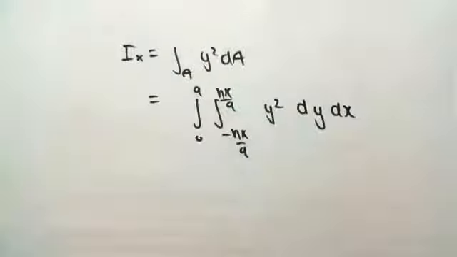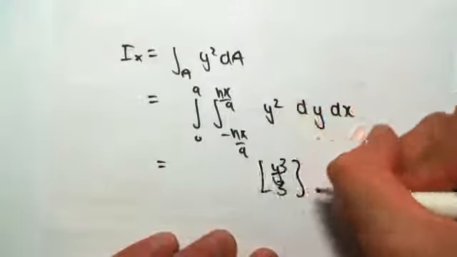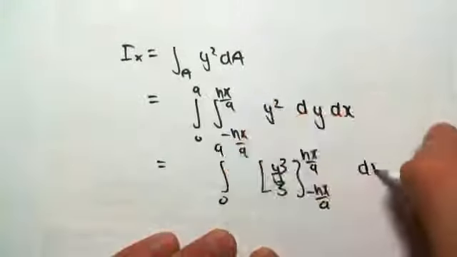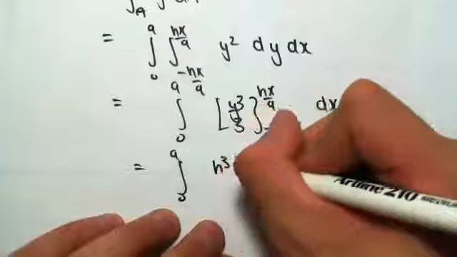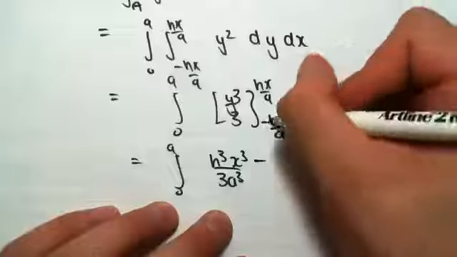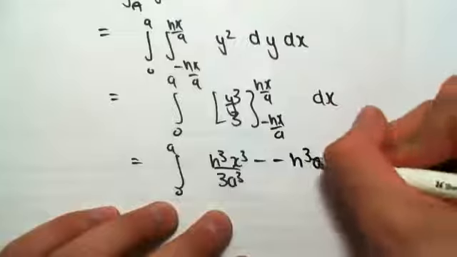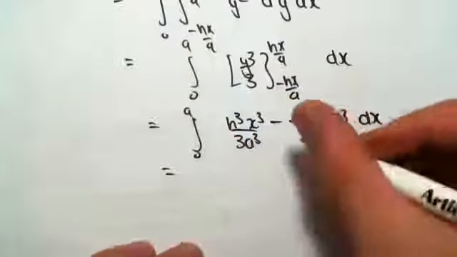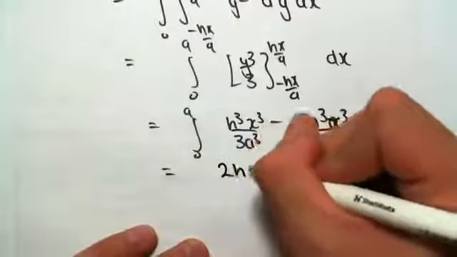So solving this, we would have y cubed on 3 outside, from minus hx on a to hx on a, the outer integral staying on the outside. Substituting in, between 0 and a, this would be h cubed x cubed on 3a cubed, minus, and when you put the minus in the cube, it's going to be minus times minus times minus, so it would be a minus h cubed x cubed on 3a cubed dx. Simplifying this, it's going to be two lots of this, because the minus and the minus will give you a plus. So I'm just going to put all the constants on the outside.